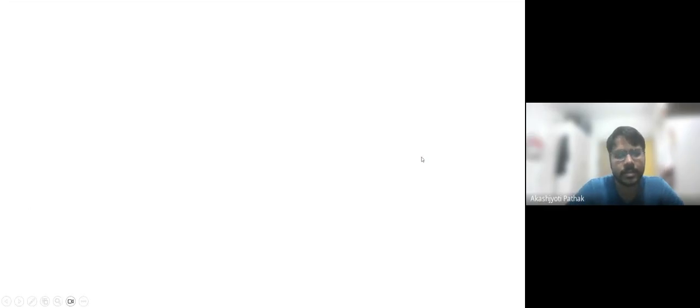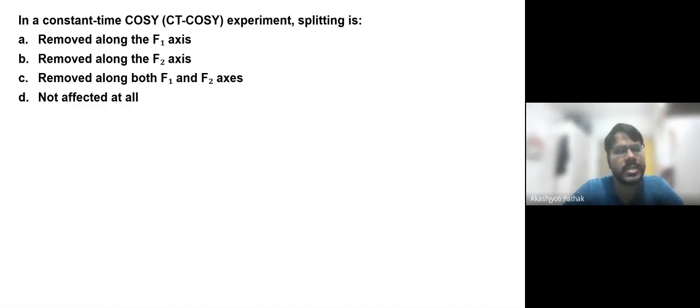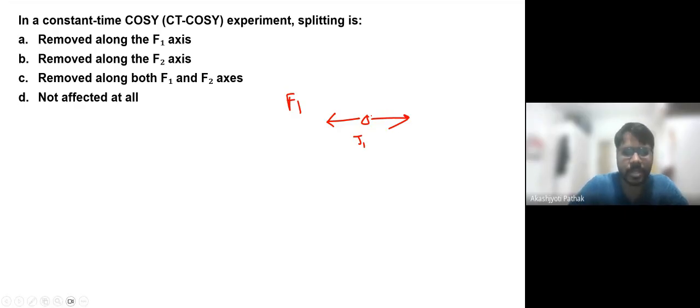Okay. So that was all for this. So this is one last question. Let's solve it. In a constant time COSY experiment, splitting is what? Splitting is removed along the F1 axis. Just now we saw that in the F1 axis, you have a constant time that is delta, right? So the splitting is removed along the F1 axis because the J coupling information was present in the F1 axis and that is removed. So the answer is option A.